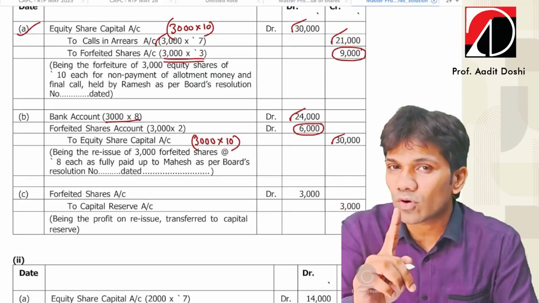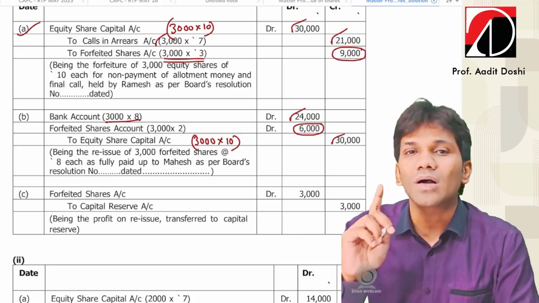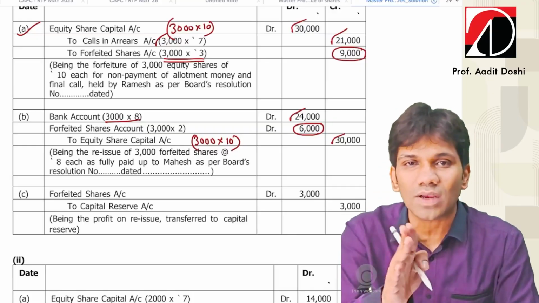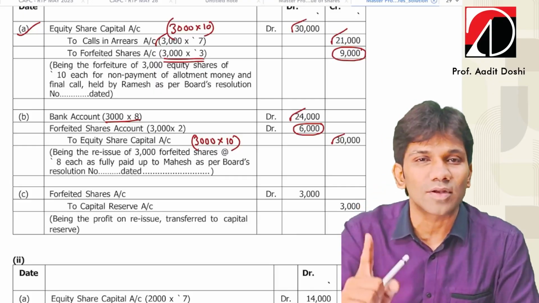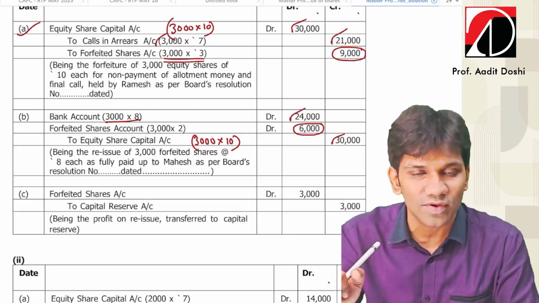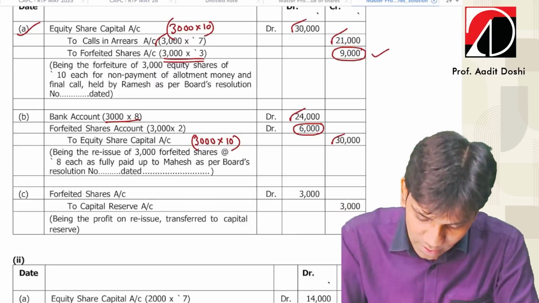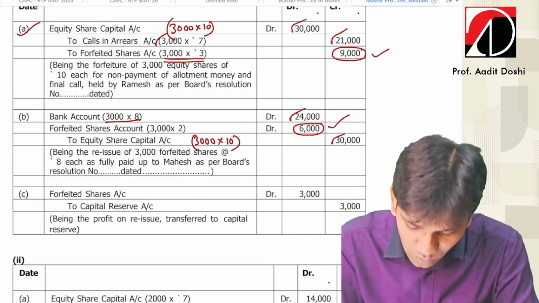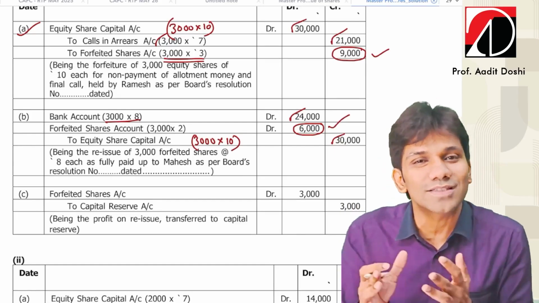So, whenever forfeiture and reissue come together, जब forfeiture reissue दोनों साथ में आता है, तो एक compulsory entry करनी पड़ती है transfer to capital reserve. Means these shares are forfeited once in the lifetime of the company. और company को एक ही बार profit हुआ है और वो profit कहाँ transfer किया? Share forfeiture में. तो कंपनी ने जब forfeit किया तो कितने का फायदा हुआ? 9,000 का. कंपनी ने जब रीइश्यू किया तो कितने का नुकसान हुआ? 6,000 का.